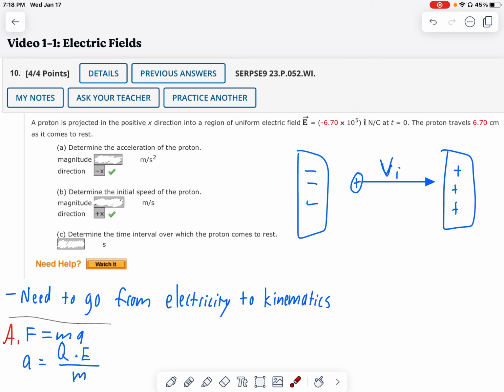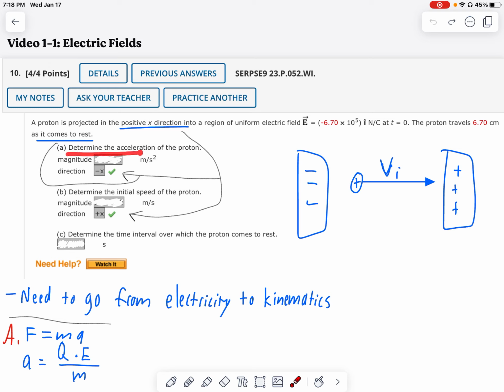The uniform electric field equals negative 6.7 times 10 to the fifth i hat newtons per coulomb at time equals 0. The proton travels 6.7 centimeters as it comes to rest. I'm going to put those back. Okay, so first part, I'm going to read all the questions actually.